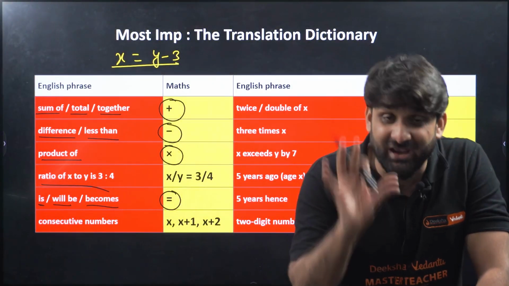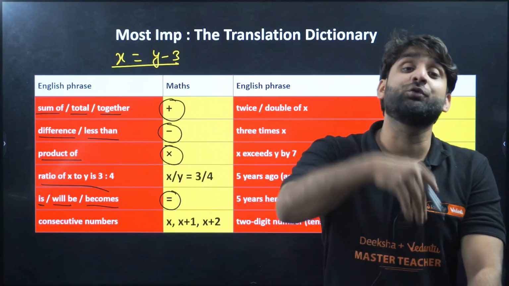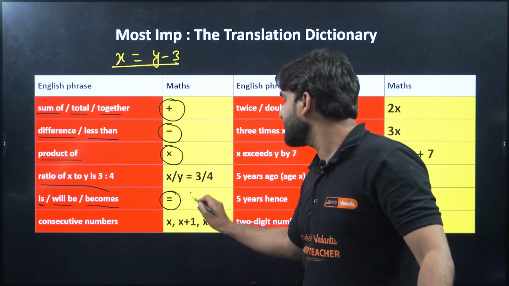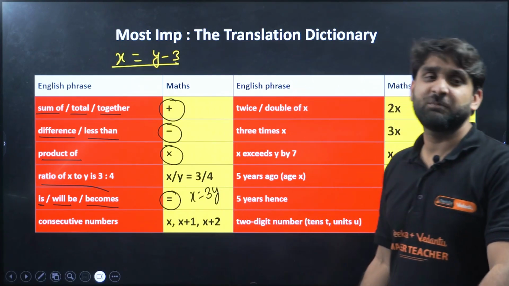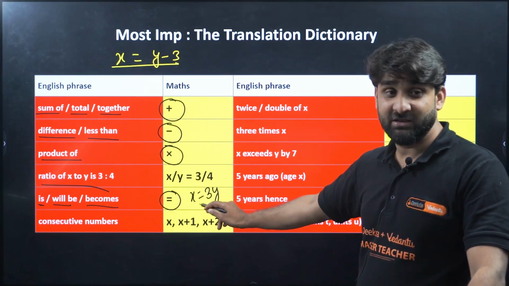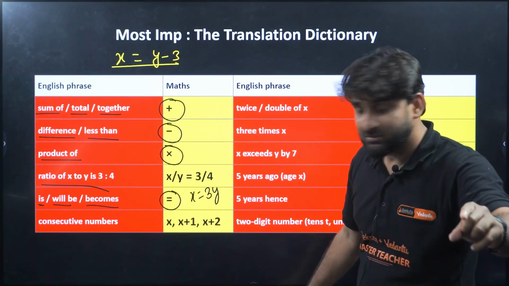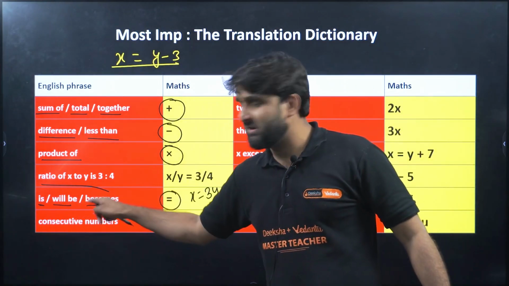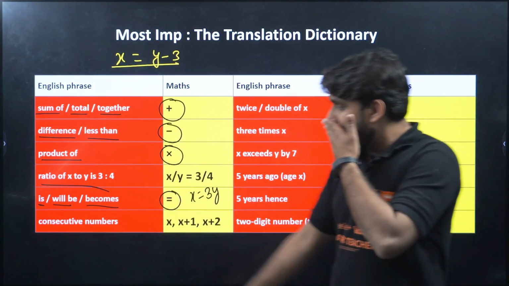Ramesh's present age is 3 times Suresh's present age. We don't know their present ages, so let Ramesh's present age be X, and Suresh's present age be Y. We are using the equal sign because look at the statement, Ramesh's present age is, so we are using the equal sign. Clear, everyone? So if any one of these three words is there in a question, is, will be, becomes, please use the equal sign.